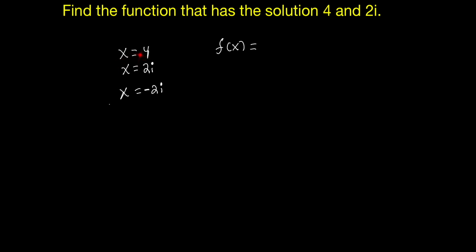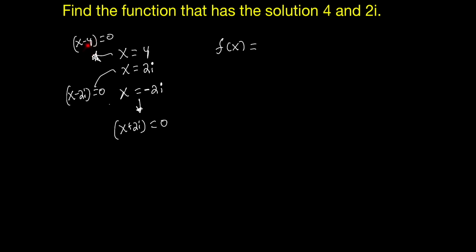To retrieve the function, I'm going to first express the function as its linear factorization, and I can achieve that by rewriting this equation. If I subtract 4 on both sides, I'm going to get x minus 4 equal to 0. Here, if I subtract 2i on both sides, I get x minus 2i equal to 0. And then finally, if I add 2i to both sides, because here I have a negative, I'm going to have to add, I get x plus 2i equal to 0.